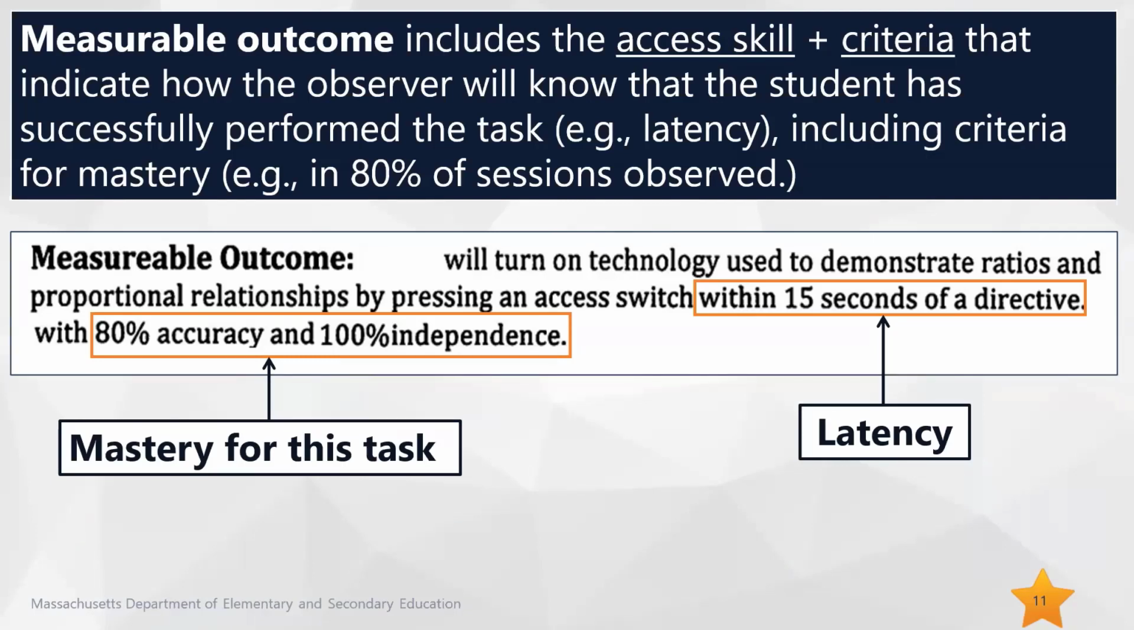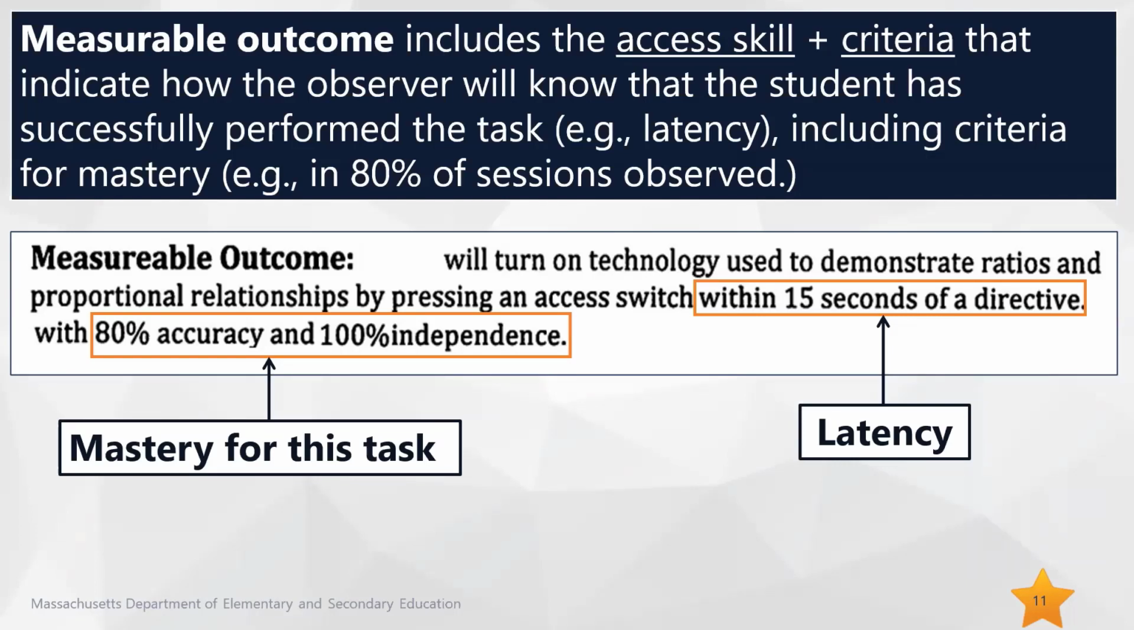So you can see on this one, the student is turning on technology to demonstrate ratios by pressing an access switch within 15 seconds of the directive. And then, of course, mastery for the task is when you're moving on and you're no longer going to work on turning on technology within 15 seconds. You might change the latency or something, but within 15 seconds of the directive is the criteria that tells us whether or not the student successfully performed this task.